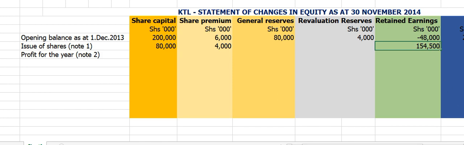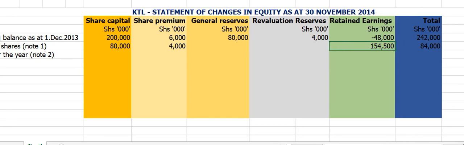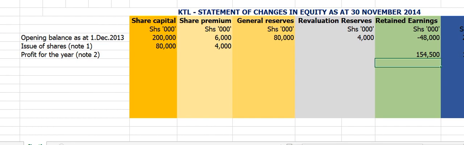154,500. Don't forget the totals. Oh, sorry, it should be here, down here. 154,500, not here. Do your totals, 154,500. That is your profit for the year.